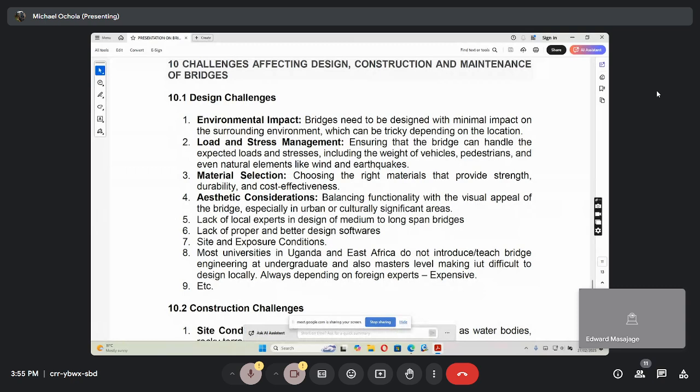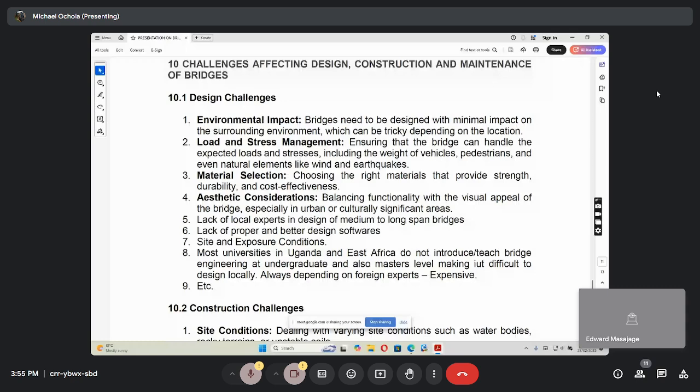Yeah, okay. Local expertise is a problem. Now we have that challenge, but at least now with few people who have got exposure, now I think you're going to get that, and that's where foreigners coming in are dominating the industry. We have lack of proper and better design software. Now at least we have, because they're expensive, but at least now Maintenance is coming in and other things, and tailor-made spreadsheets are also coming in, making it easier. Site and exposure conditions, I'll talk about it. You really need to do an in-depth study to understand that.